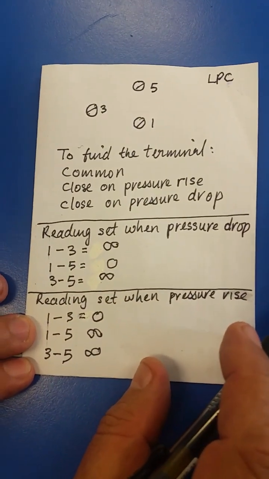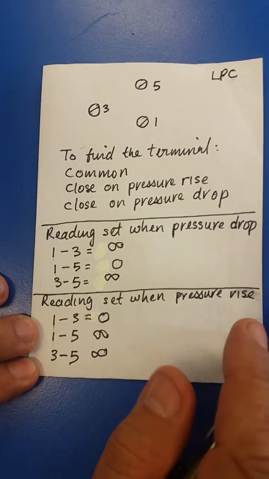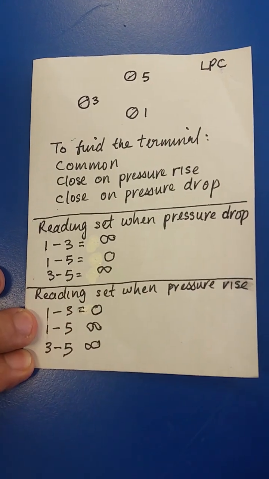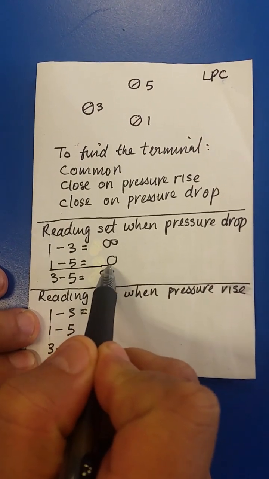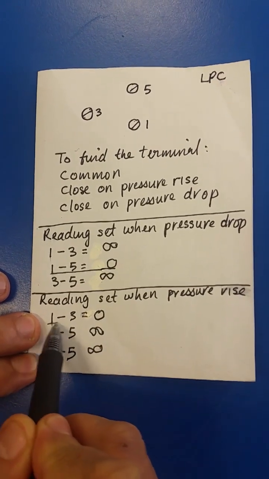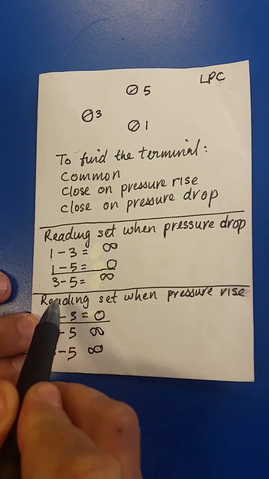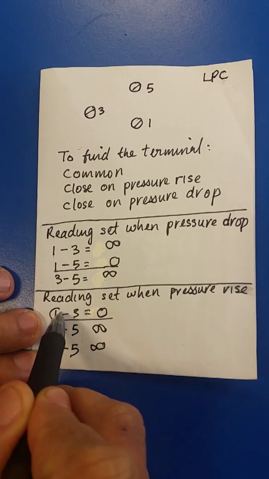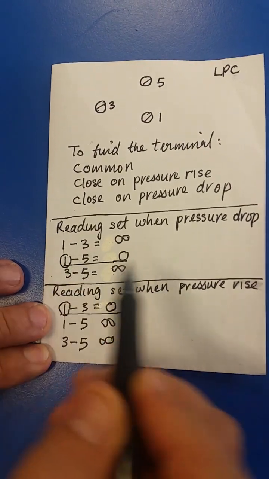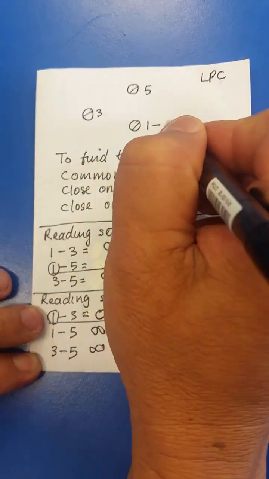Now I want to show you how to find the common terminal. Okay, first let's mark the reading with a 0 ohm. Notice that for both readings, number 1 is there. So number 1 is the common terminal.